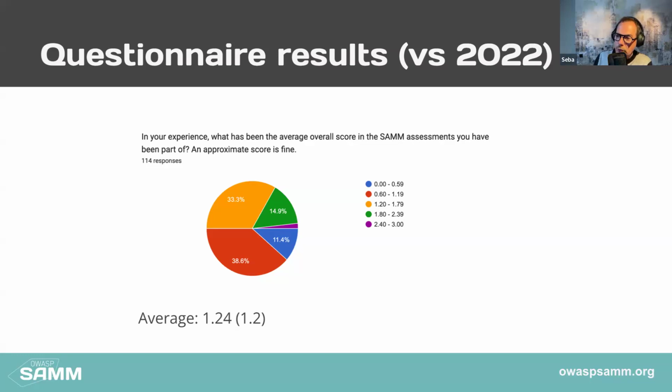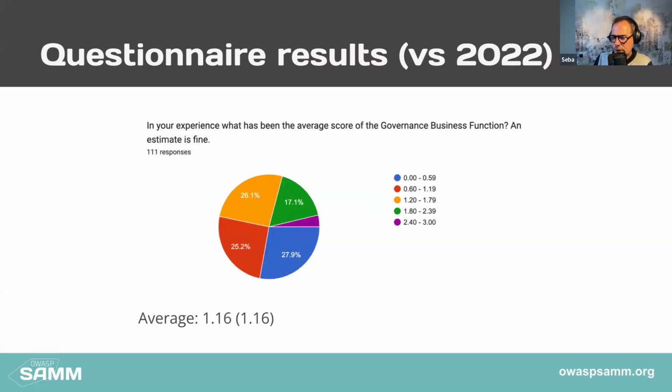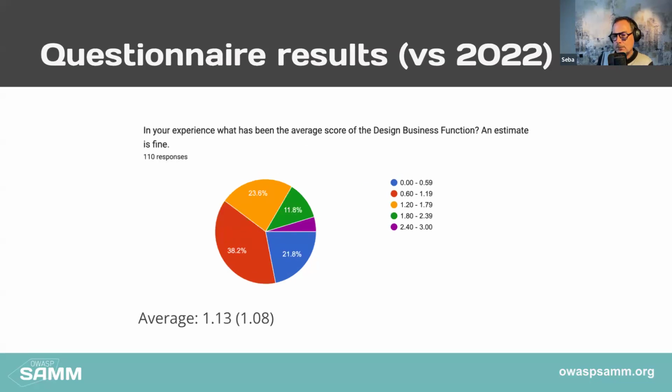It's interesting to note that this score went up a little bit compared with the previous survey, which we did at the end of 22, where we had 1.2. If we go through the 5 business functions, we see overall that the scores are about the same or higher than the previous time. Governance stayed the same at 1.16. The design business function actually increased 5 points, from 1.08 to 1.13.